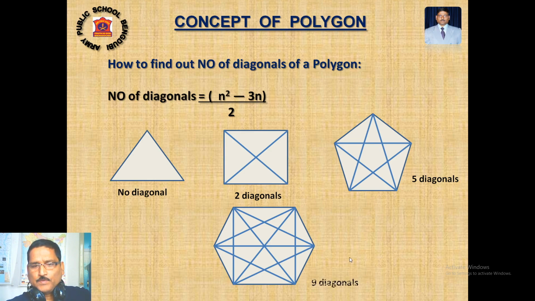Okay. Now if I follow this formula, hexagon means 6. 6 sixes are 36. 36 minus 3 into 6, which is 18. 36 minus 18 equals 18. 18 divided by 2 is 9. So in case of a hexagon, the number of diagonals is 9.